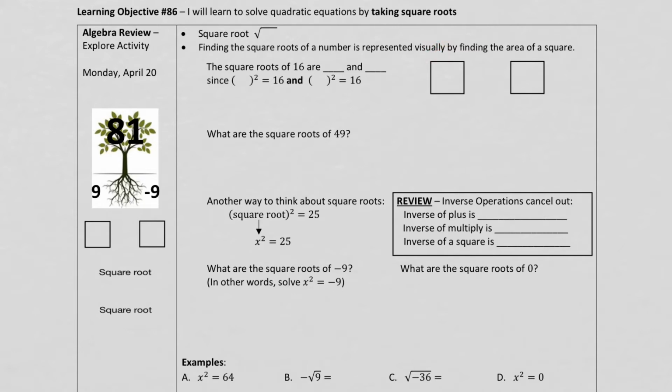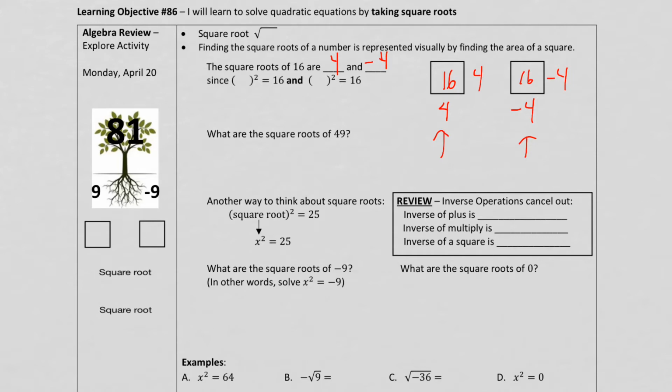So for example, if I said the square roots of 16 are blank and blank, hopefully you know that the square root of 16 is equal to 4. And what that means is if I have a square of area 16, that's a 4 by 4 square. So 4 is a square root of 16. But I can also do it this way where I have negative 4 and negative 4, because negative 4 times negative 4 is still going to be positive 16. So negative 4 is also a square root of 16. So they would both work in this case.